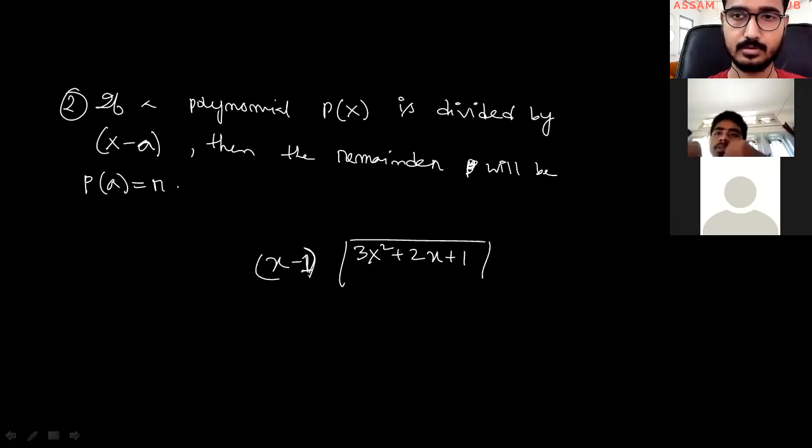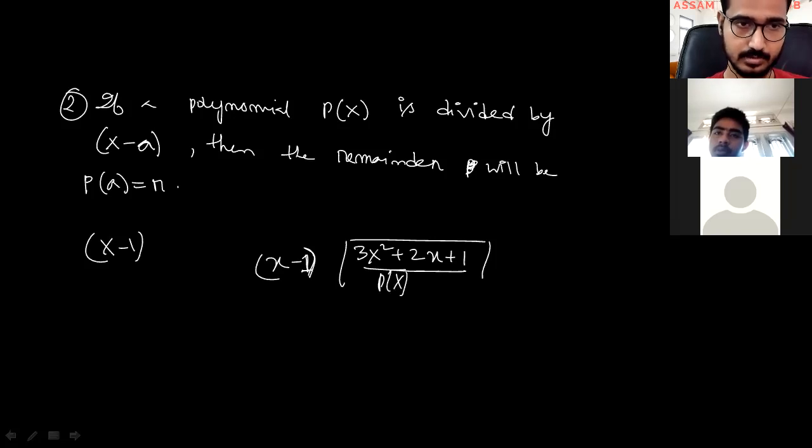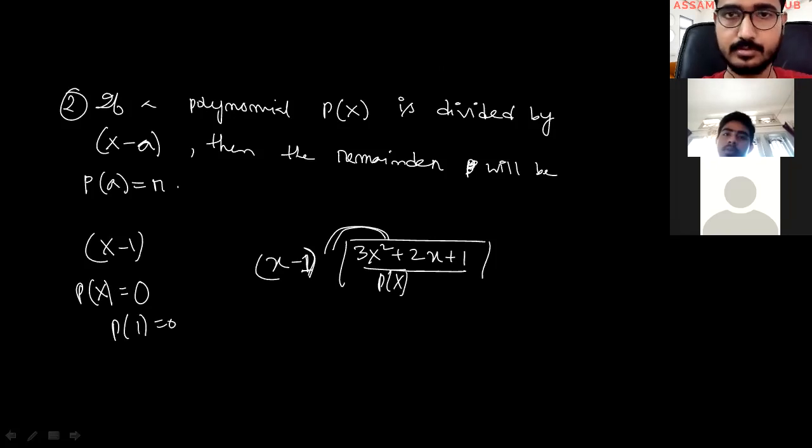You have to put x equal to 1, yes or no? If x minus 1 is a factor, that means this polynomial is divisible by x minus 1. That means when you divide this P(x) polynomial by x minus 1, then according to the theorem, P of x will be equal to 0 if it is completely divisible. Sorry, P of 1 will be 0.